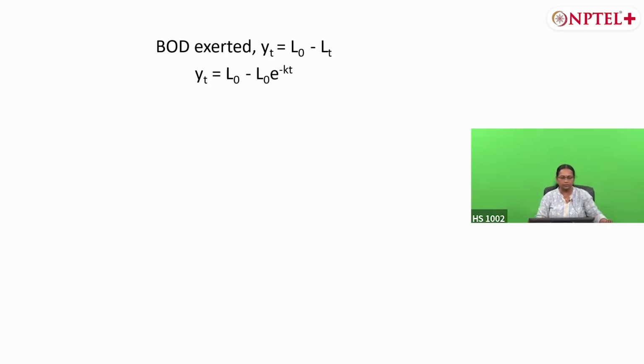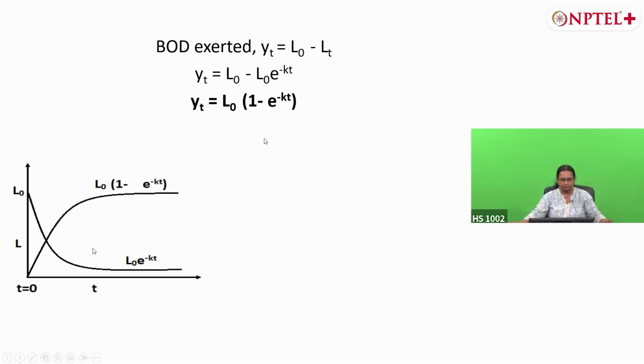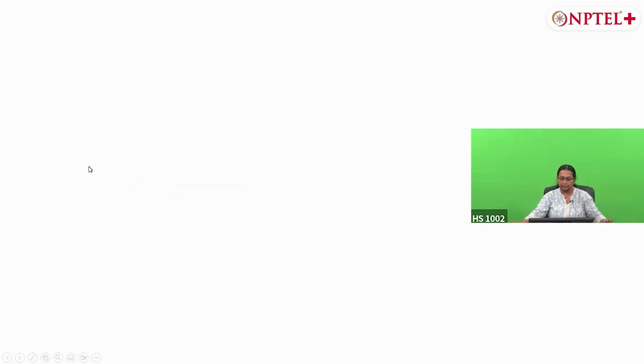So yt is equal to L0 minus L0 into e raised to minus Kt, because Lt is L0 into e raised to minus Kt. So yt equal to L0 into (1 minus e raised to minus Kt). K is the biodegradation rate constant, and t is the time in days. If you plot it, you can see that this is the initial organic matter present and it is decreasing, and with respect to that, BOD exerted will be increasing. So that is what I have shown here.